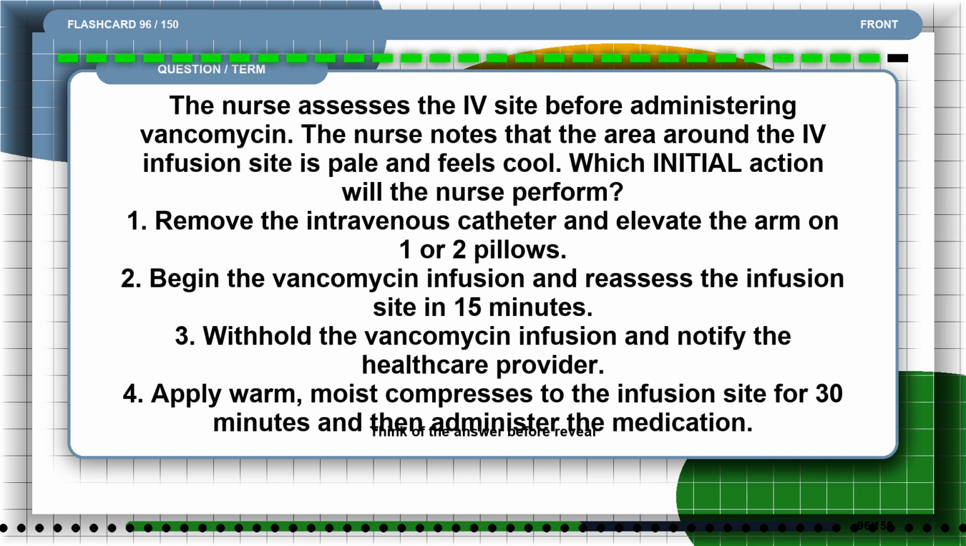Flashcard 96. The nurse assesses the IV site before administering vancomycin. The nurse notes that the area around the IV infusion site is pale and feels cool. Which initial action will the nurse perform? 1. Remove the intravenous catheter and elevate the arm on 1 or 2 pillows. 2. Begin the vancomycin infusion and reassess the infusion site in 15 minutes. 3. Withhold the vancomycin infusion and notify the healthcare provider. 4. Apply warm, moist compresses to the infusion site for 30 minutes and then administer the medication. Think of the answer before the reveal.